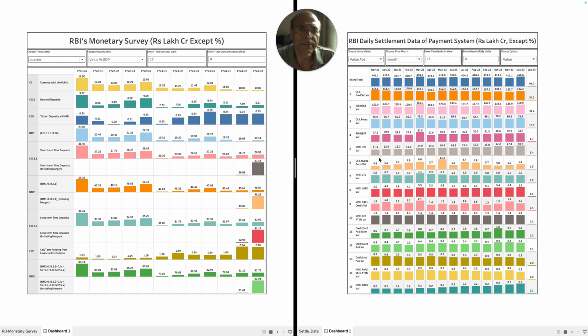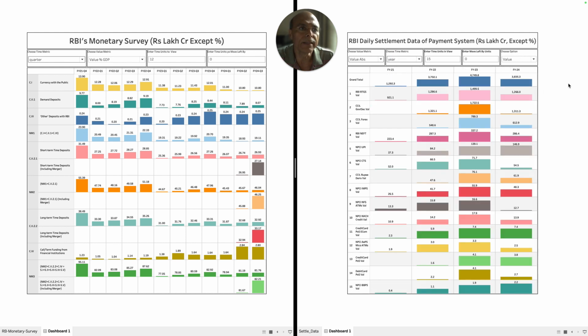For example, if you see the UPI transaction in November 22 was 11.9 lakh crores. Now December 23 it is 18.2 lakh crores. Now in the month of January, for 5 days, it is 3.4 lakh crores. But one important trend that you see here is that the number of transactions has been increasing over a period of time, and that is very easily visible by doing a yearly time scale.